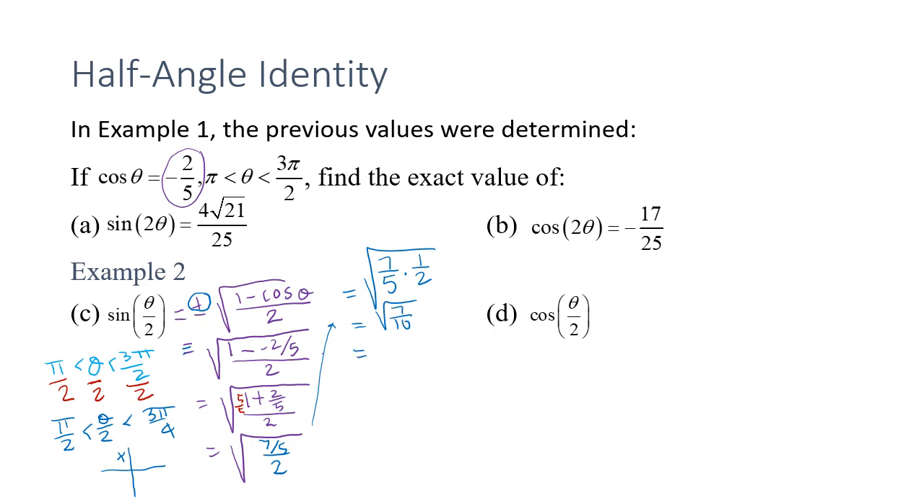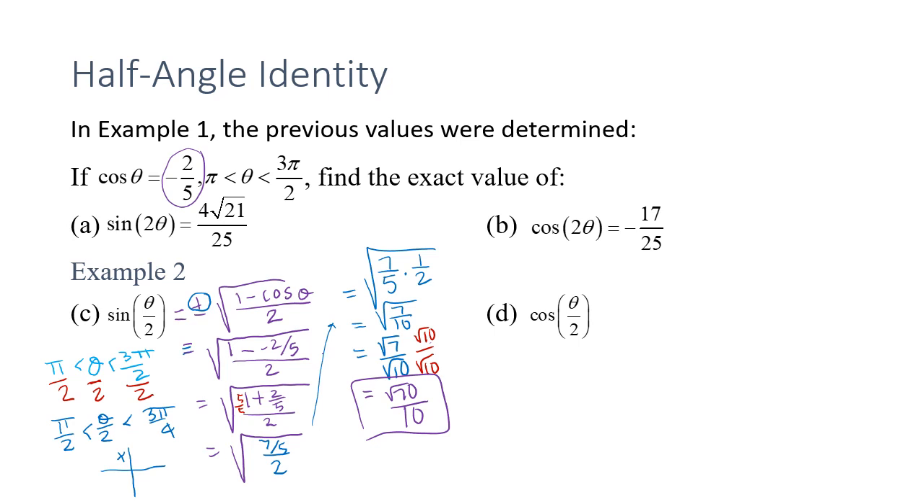Now we need to simplify that because you can't have a square root in the denominator. So we're going to multiply both the numerator and denominator by the square root of 10. So I get the square root of 7 times the square root of 10 is the square root of 70. And then the square root of 10 times the square root of 10 is the square root of 100, which is 10. So there's our solution.